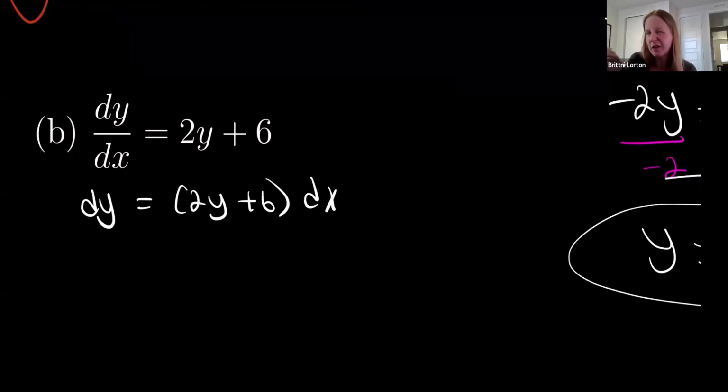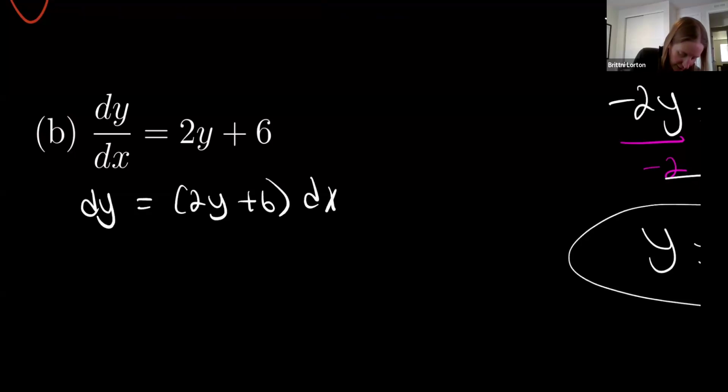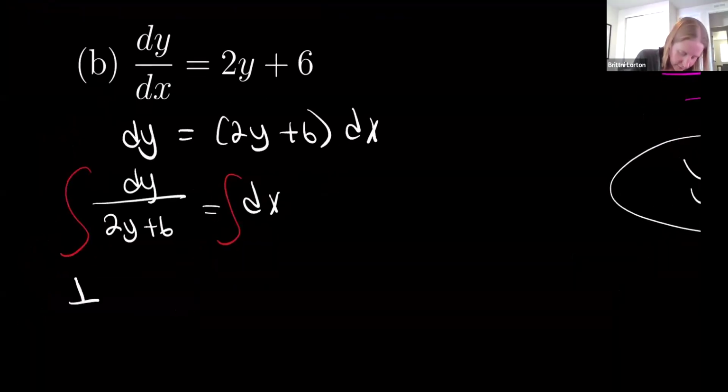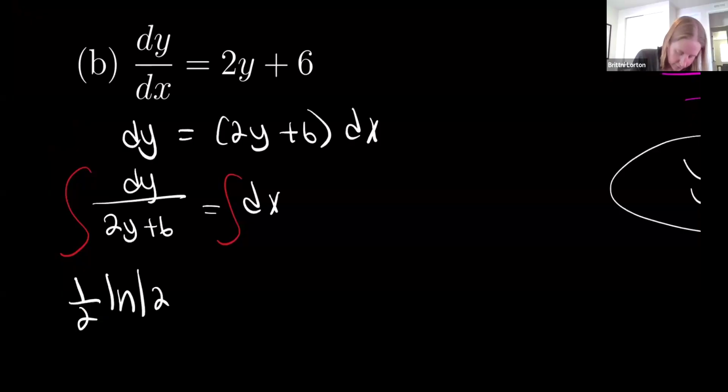It's the same thing as just doing the integral on both sides of the equal sign with respect to x. So it works out just fine. And then I would get dy over 2y plus 6 equals dx. And I'm integrating both sides of that equal sign just like I've been doing. It's linear on the bottom, so ln of 2y plus 6. Don't forget to divide by the constant multiple.